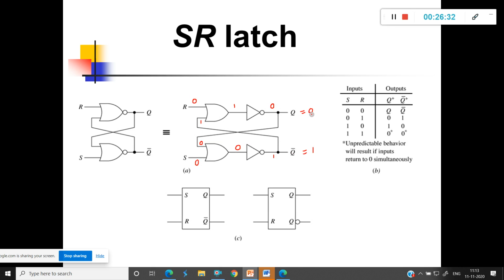Previously I assumed that Q is 0 and Q bar is 1. When I applied S is 0, R is 0, I am getting again Q as 0 and Q bar as 1. Whatever I assumed previously, when I apply S as 0 and R as 0, I am getting the same outputs. So it is retaining the same earlier state. So it is written Q and Q bar. Why is it written Q and Q bar? Because it is retaining the earlier states, whatever it was there.